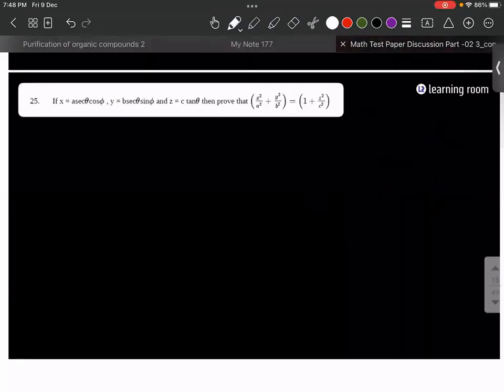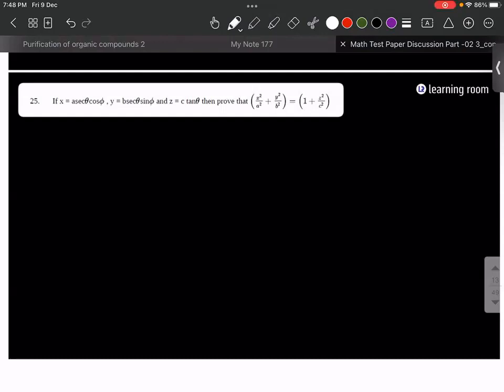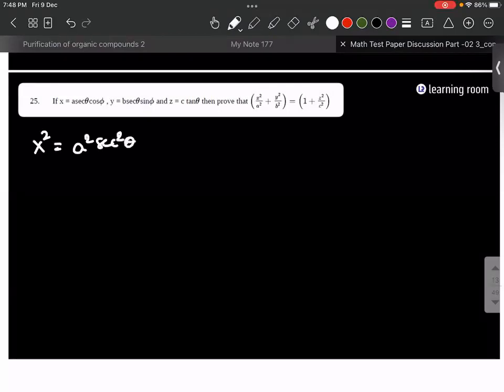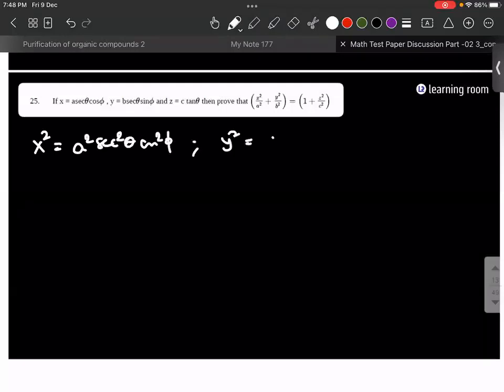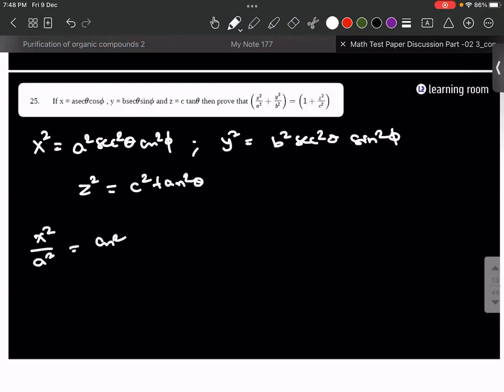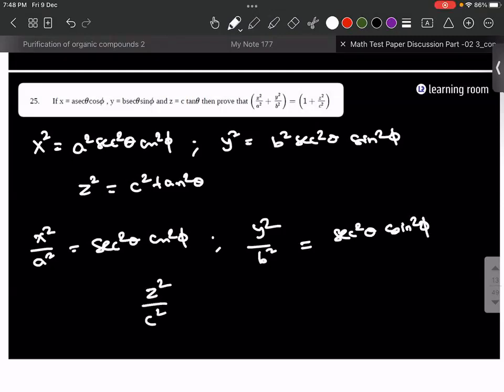Next. Again, a similar kind of problem. x is equal to a secant theta cos phi, y is equal to b secant theta sin phi, z is equal to c tan theta. So x square is equal to a square secant square theta cos square phi. y square is equal to b square secant square theta sin square phi. And z square is equal to c square tan square theta. So x square by a square is equal to secant square theta cos square phi. y square by b square is equal to secant square theta sin square phi.